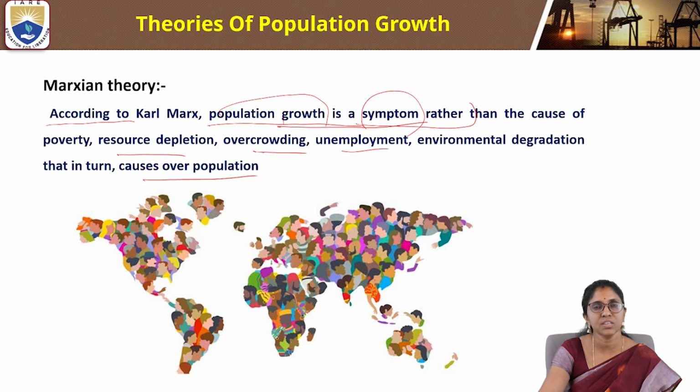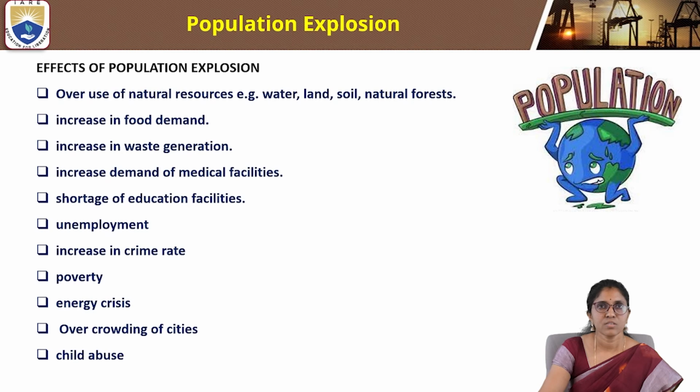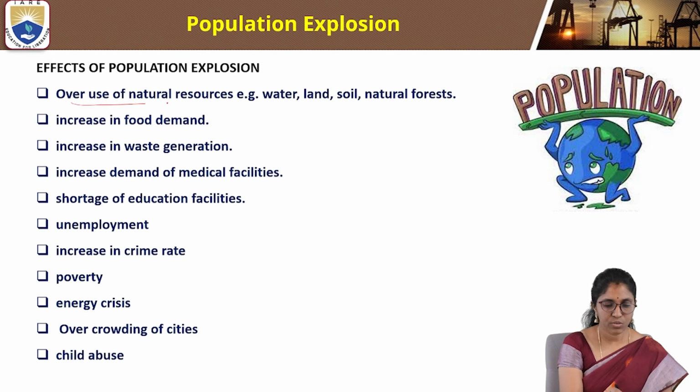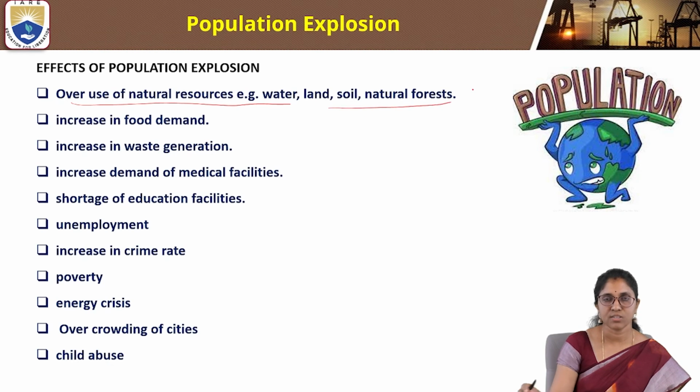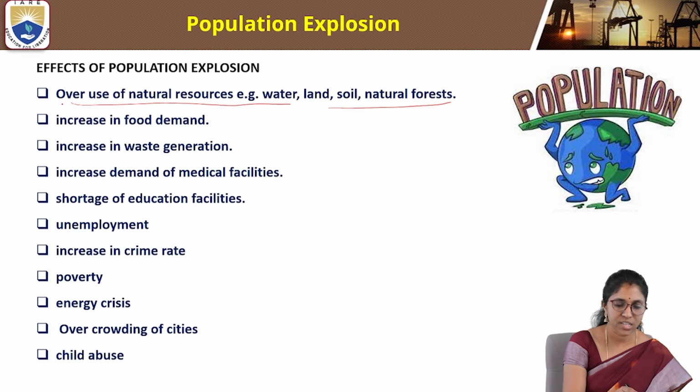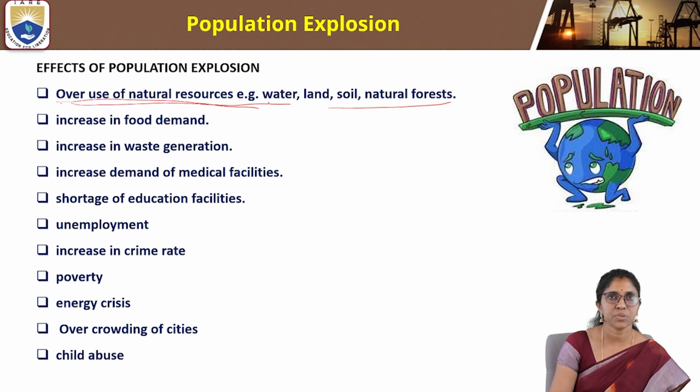So these two are the theories of population growth. What are the effects of population explosion? Overuse of natural resources, for example water, land, soil and natural forests. More population means the use of natural resources is also more.